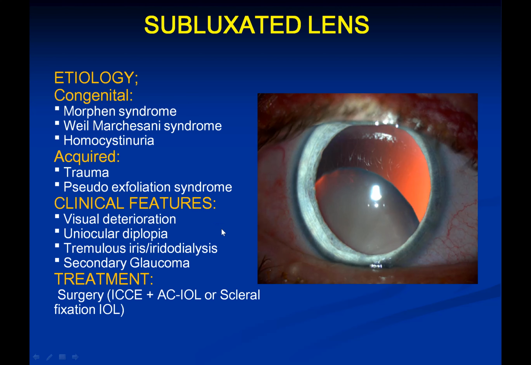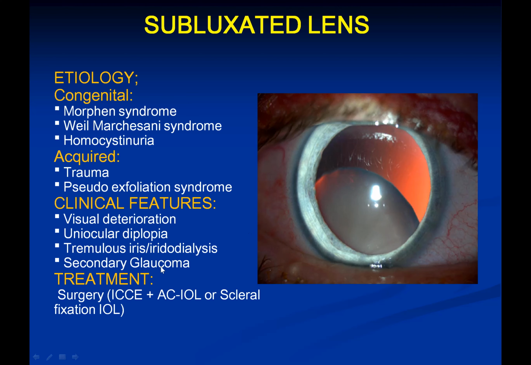What are the clinical features? The patient presents typically after a blunt trauma injury, or some disease, with severe visual deterioration and uniocular diplopia. Two images from the one eye, the other eye being closed; the patient will see two images from the same eye because of this refractive status. There is tremulousness of the iris. Once you ask the patient to blink, the iris will have tremors because it is not supported in that part by the lens on its back.